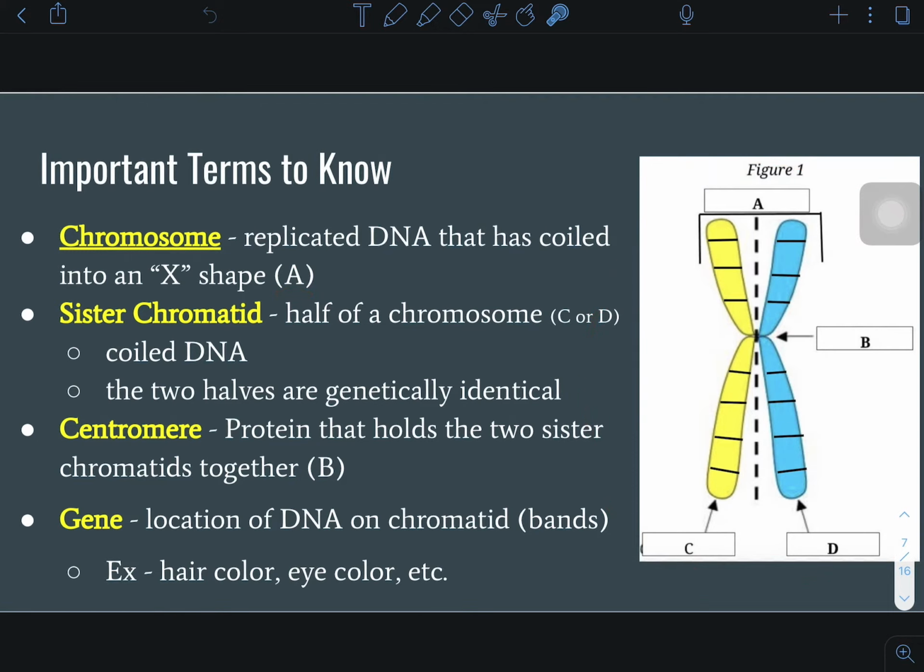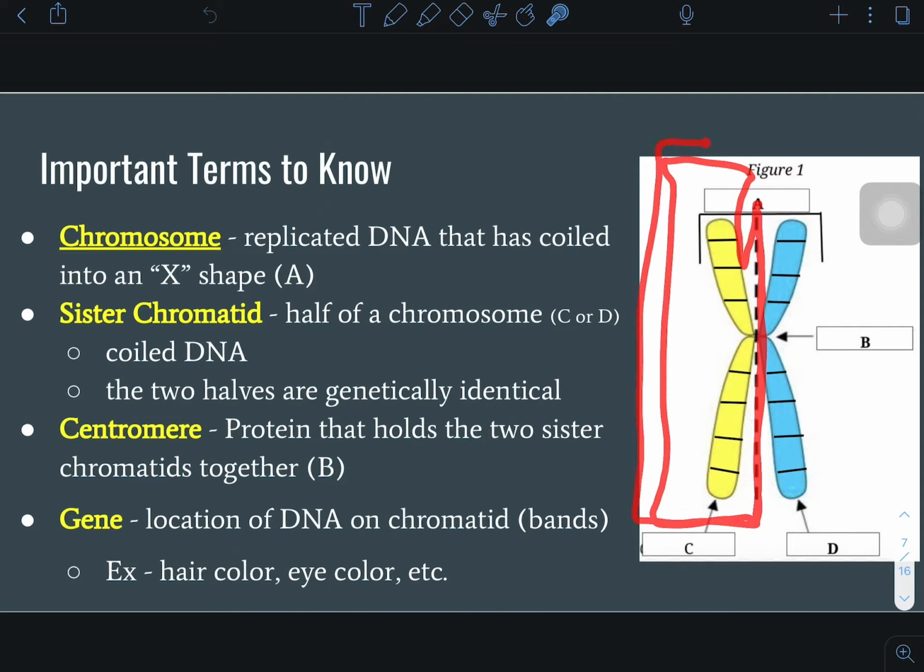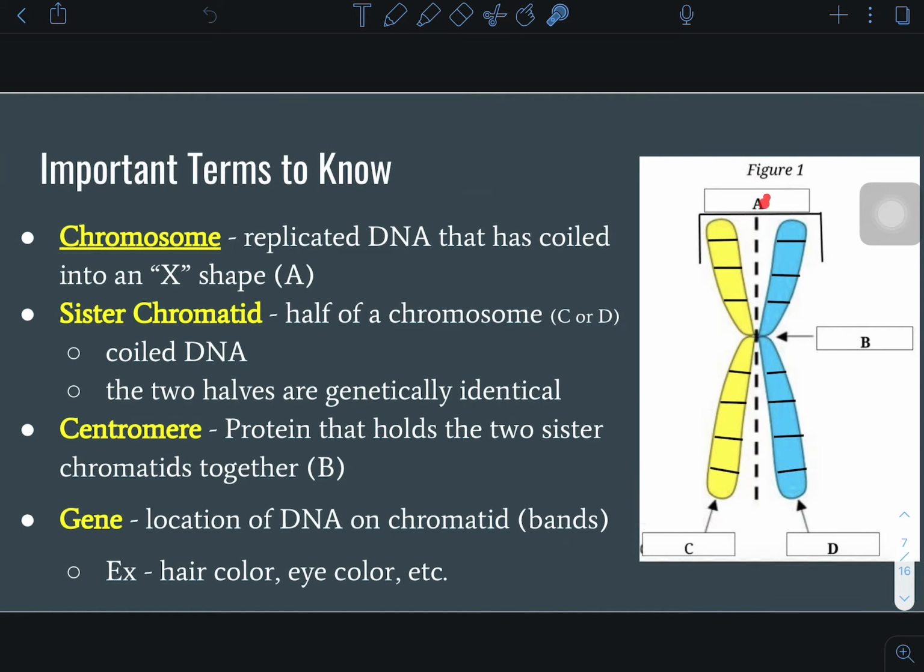It's already been replicated. Half of the chromosome is called a sister chromatid. So when we talk about a sister chromatid, it's either that part, the yellow part, part C, or this part, which is part D. It's one of the two. Because these sister chromatids have already replicated, the two halves are genetically identical. Again, the sister chromatids are genetically identical. At the center point, we have something called a centromere, and that's just a little protein that binds the two sister chromatids together.